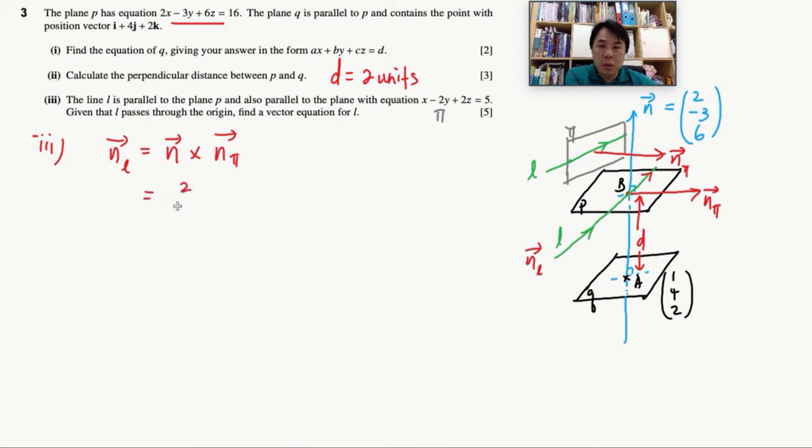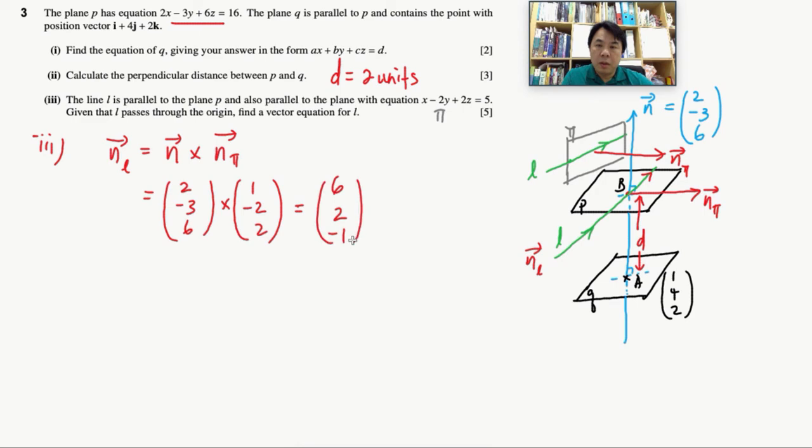So from here we have 2, -3, 6 cross with the normal here. The normal for this plane pi is given as 1, -2, 2. And then we're going to simplify this. Okay, just let me try it out here. So -6, that's a 6. Okay, the first one is a 6. Then the second one would be a 4. It's a -2, so it's a 2. And then the last one will be -4 plus 3, that is -4. And then there you have it. There's the direction for line L.